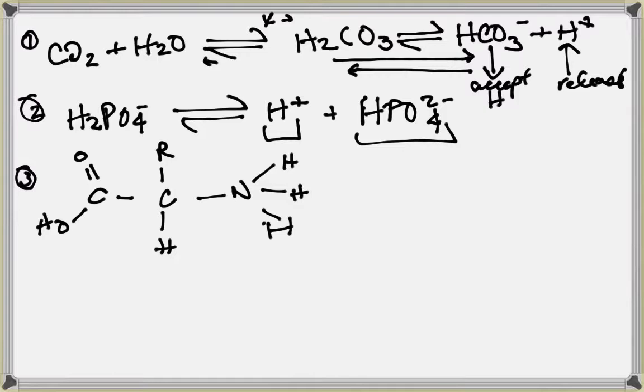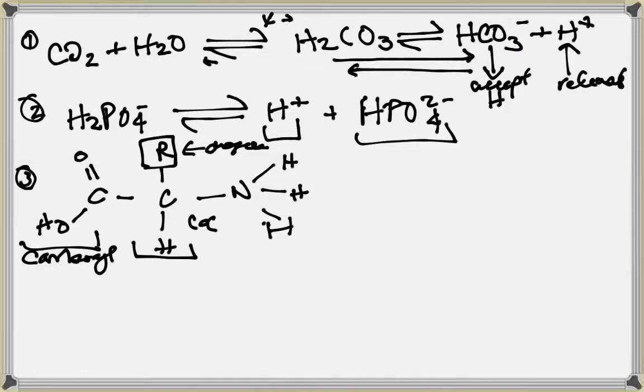So this is the center part. This is what changes when we're talking about amino acids. The R group is what changes, but every amino acid has this, which is called the alpha carbon, and this is the carboxyl group, and this is the amine group.